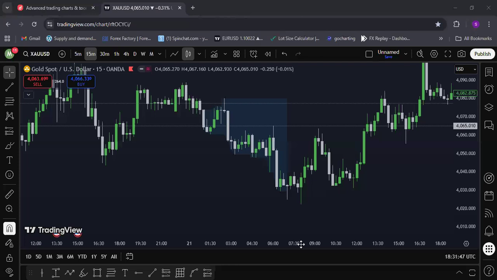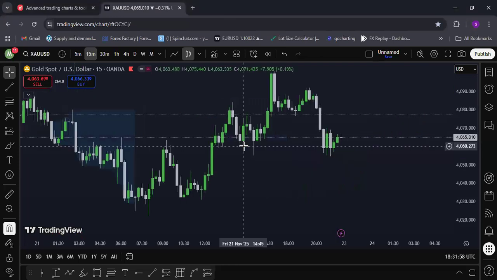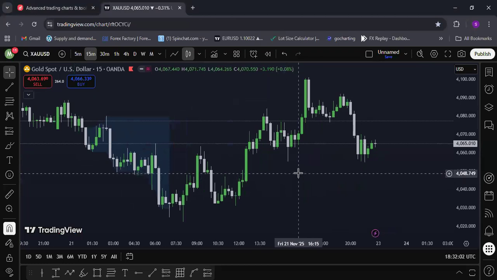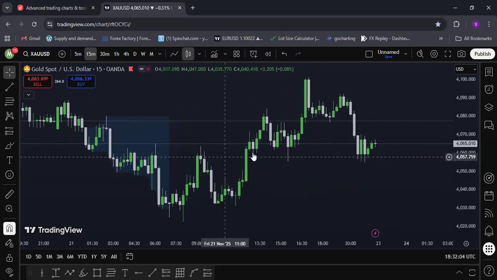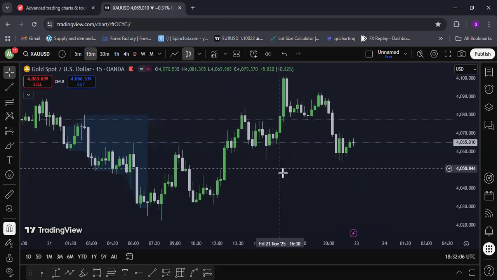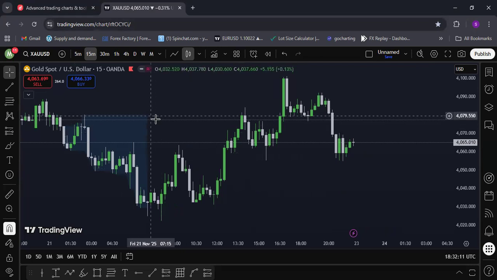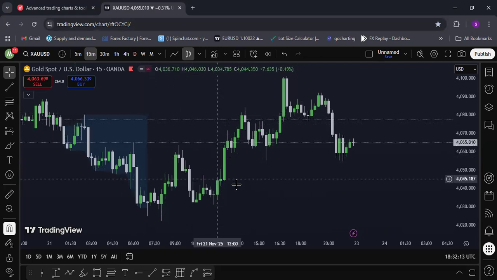Today we are going to review Friday's market, that is 21st November 2025. And if you've not watched my previous video, you should, where we talked about structure, liquidity, and candlestick confirmation. So we're going to apply whatever we talked about on Friday's market and see what we could have caught on Friday.